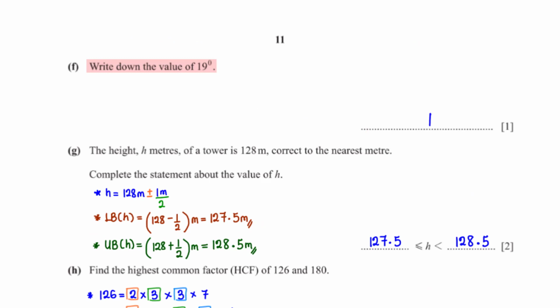Write down the value of 19 raised to the power 0. Any number raised to the power 0 is 1. So 19 raised to the power 0 is 1.